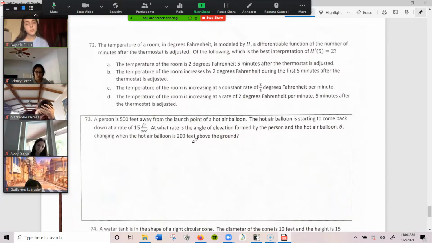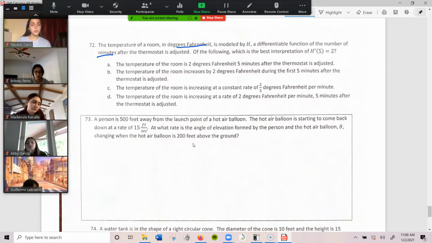Before we even look at these options, remember that any time you are given a derivative, that is a rate. So you're looking for one of these that tells you some kind of rate. What that means is look at your units. We have minutes and degrees Fahrenheit, so your rate would be degrees Fahrenheit per minute. So you're looking for wording that has something like that. You get what I mean?